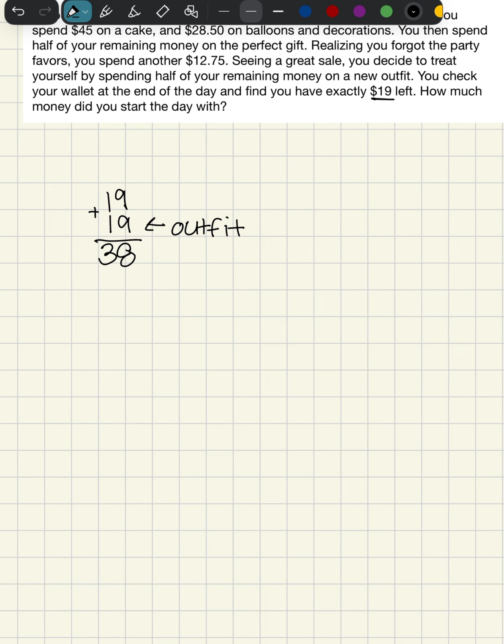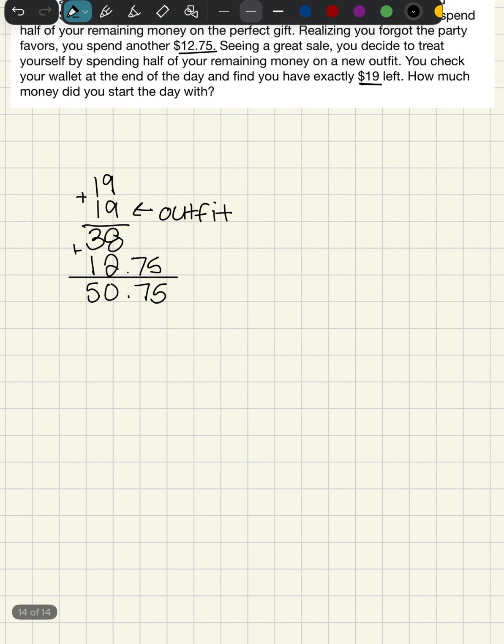All right. Next, we're going to undo our purchase of party favors. It says we spent $12.75 on party favors. So we're going to add that back because in order to find out how much we started with, we need to add back what we spent. So $12.75, we're going to add that to 38. 38 plus $12.75 equals $50.75. All right. We're going to label what that was for, which was party favors.